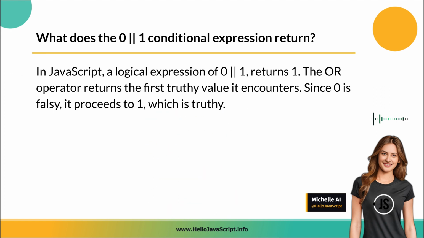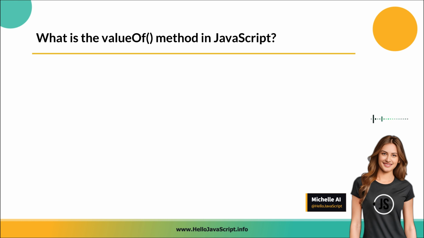The correct answer is: in JavaScript, a logical expression of 0 or 1 returns 1. The OR operator returns the first truthy value it encounters. Since 0 is falsy, it proceeds to 1, which is truthy. Now, for the final question. What is the value of method in JavaScript?